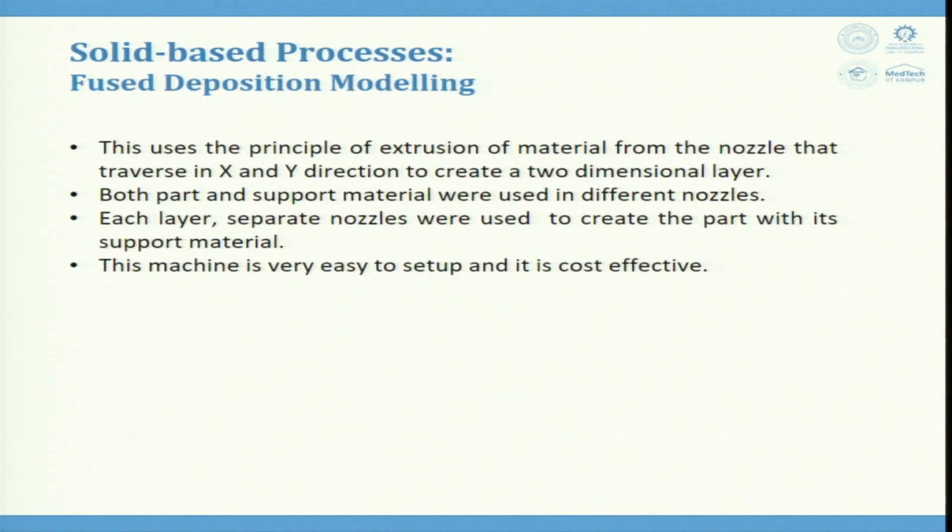Fused deposition modeling uses the principle of extrusion of material from the nozzle that traverses in x and y direction to create a 2-dimensional layer. Both part and support material are used in different nozzles. For each layer, separate nozzles are used to create the part with its support material. This machine is very easy to set up and is cost effective. As I just said, a printer cost could be as low as 6,000 rupees or so.